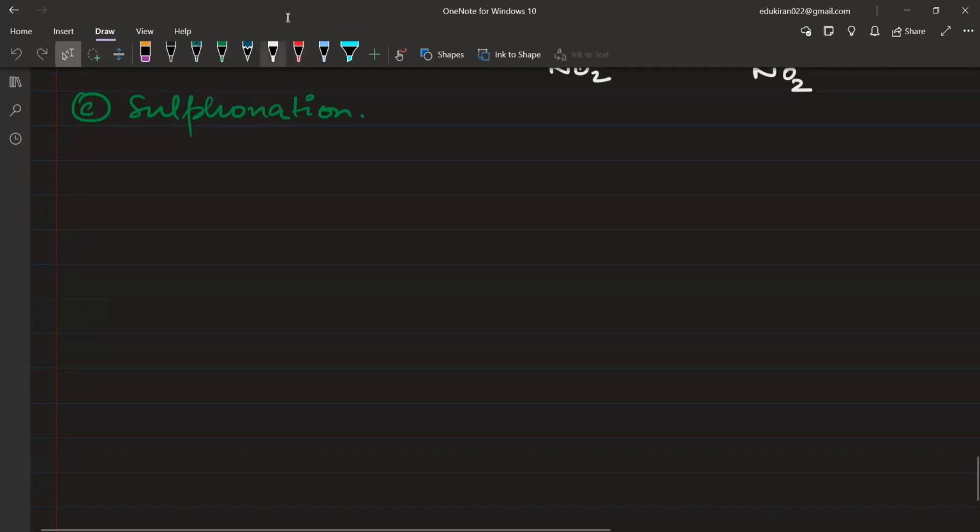Now, in sulfonation, we will use just concentrated H2SO4.